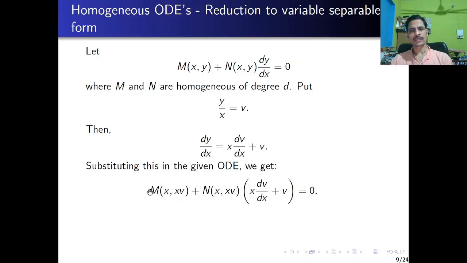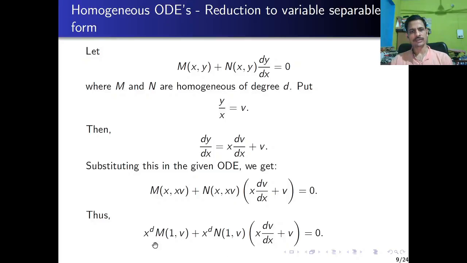Now we know that both M and N are homogeneous of degree d. So x comes out from the variables of M and the variables of N with the power d. So it is x^d times M(1, v) plus x^d times N(1, v) multiplied with (x dv/dx + v) is equal to 0.